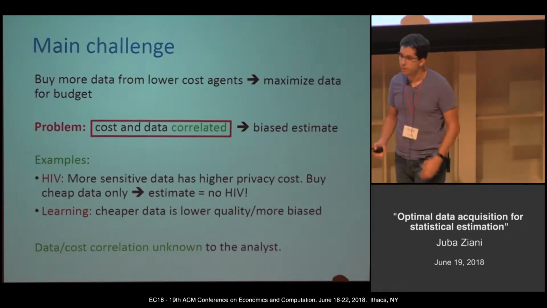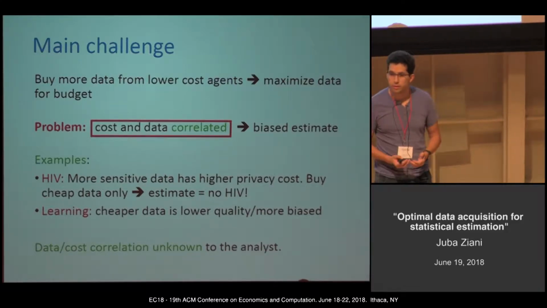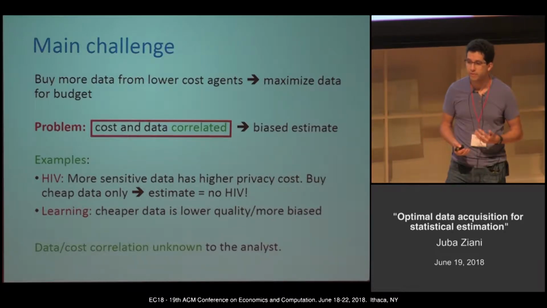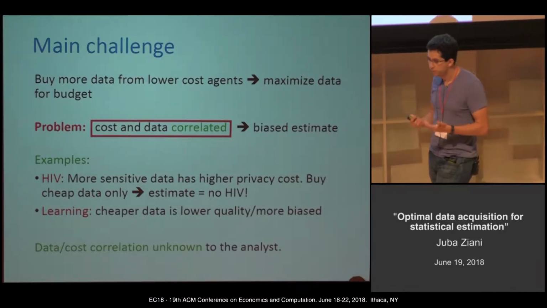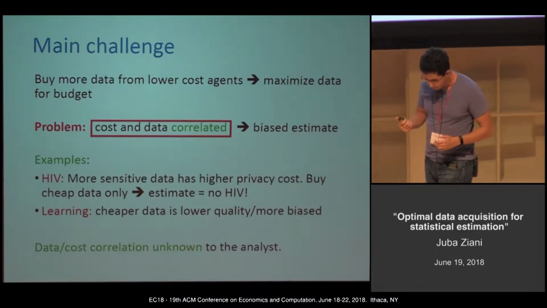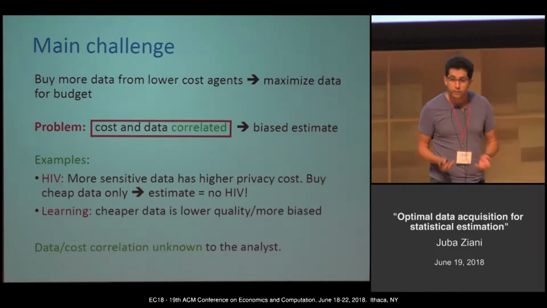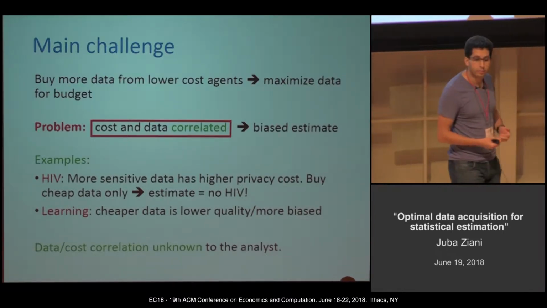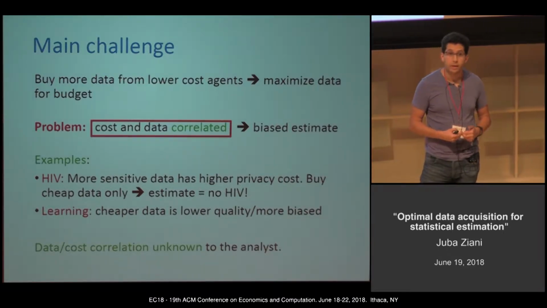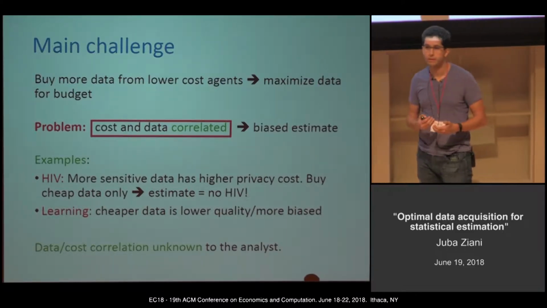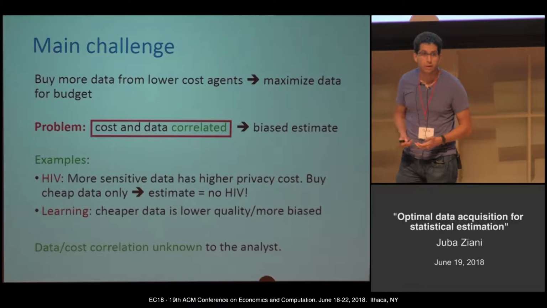And so usually what you would like to do in a setting like this is you would like to get as much data as possible from the agents that have the lowest cost, because you're trying to maximize the amount of data you get for any budget that you have. But in practice, it's often going to be the case that the costs of the agents are going to be correlated with their data. And when that's the case, if you're not careful and you only buy from the low-cost agents, you might end up with a biased estimate.